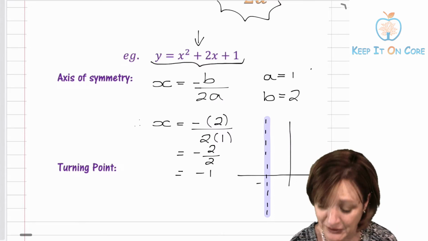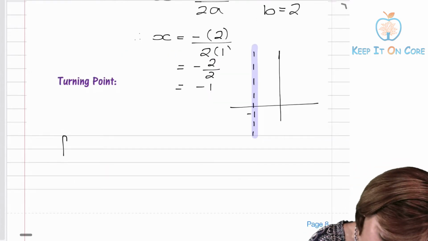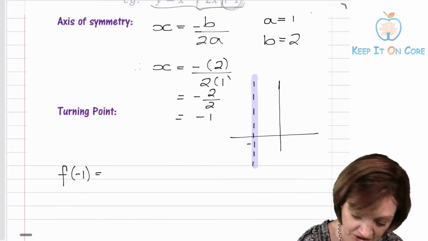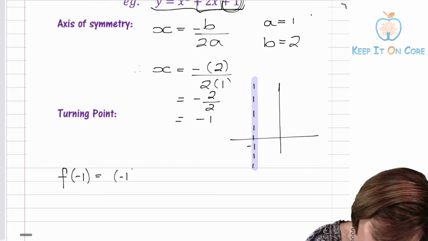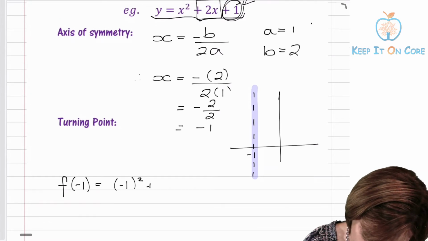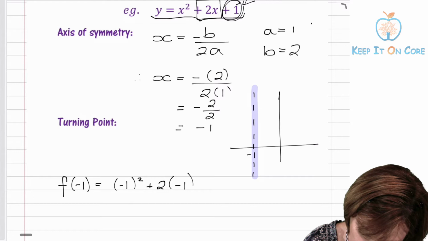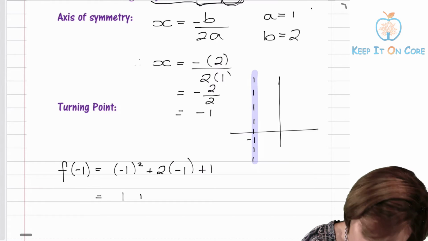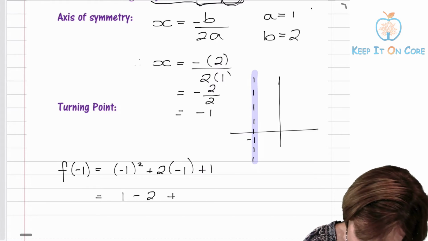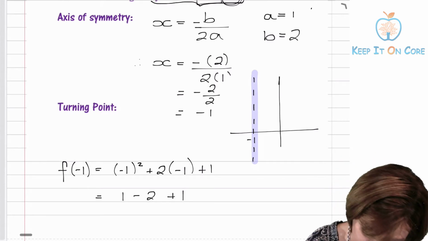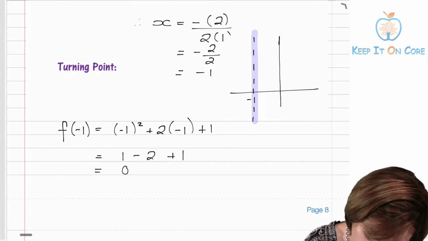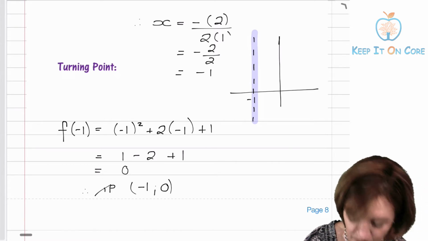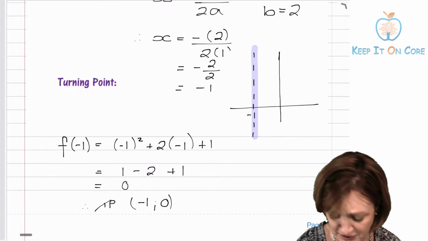your turning point, okay? So we take the value of x equals negative 1 and we substitute it into the x's of the original equation, therefore giving me negative 1 squared plus 2 multiplied by negative 1 plus 1. And if we simplify this, we're going to land up with positive 1 minus 2 plus 1, and obviously that's going to give us 2 minus 2, which is 0. So therefore the coordinates of your turning point are where x is equal to negative 1 and y is equal to 0.